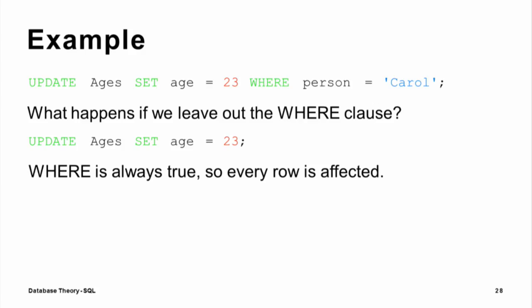So let's assume that we have this person Carol and we want to set her age to 23. Well, first of all, we need the keyword, that update construct. So we start off with update, the table, and the expression, setting age to 23, where the person is Carol. So Bob will not be affected here.